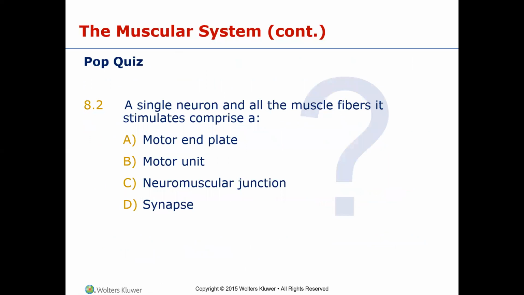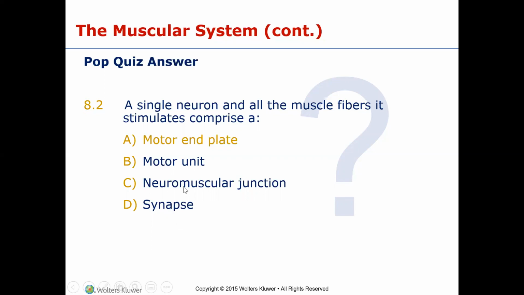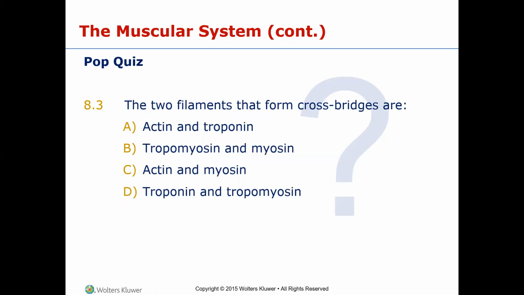Okay, so a single neuron and all the muscle fibers it stimulates would be a motor unit. Let's say a single neuron and all the muscle fibers it stimulates. Okay, comprise a motor end plate. All right. Yes, because that's where it is on the muscle cell. I was thinking of like the whole unit of the sarcomere. Sorry about that. Okay, the two filaments that form a cross bridge are the actin and myosin.